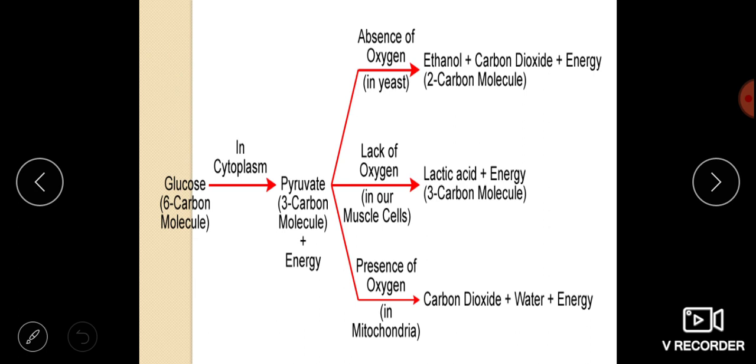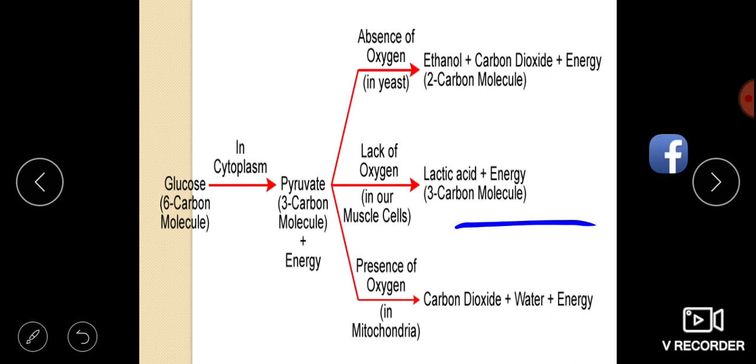If you look at the whole flow chart, try to understand respiration with the help of it. This flow chart has been taken from your textbook. Here you can see glucose is first of all converting into pyruvate. Then you can see the formation of ethanol, then the formation of carbon dioxide, water, energy, and in the center one you can see the formation of lactic acid and energy.